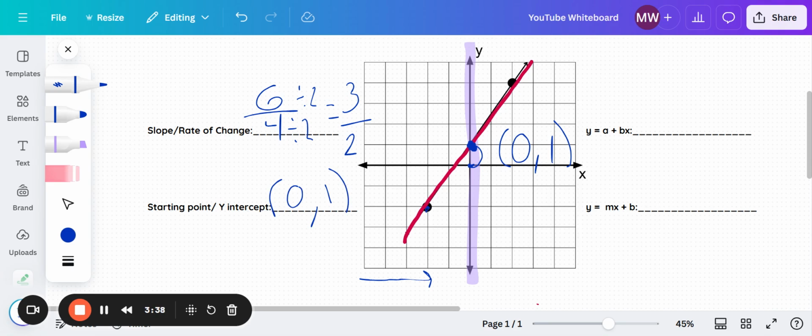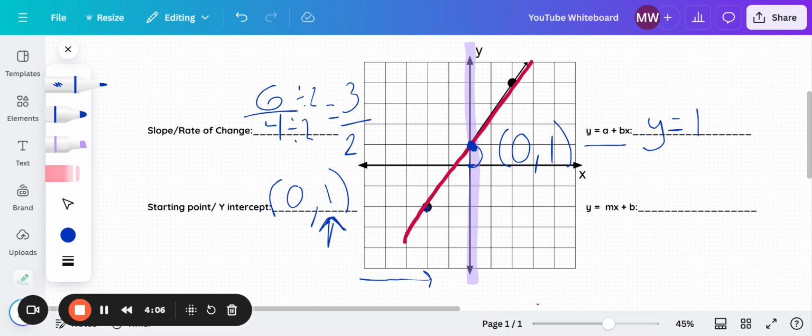So first we're going to deal with our y equals a plus bx format. So I've got y equals a, which means our starting point. What's our y-intercept? So when we look at our ordered pair 0, 1, our y-intercept, our starting point, is the number in the y space. So in that case, it is 1. So I'm going to put 1.